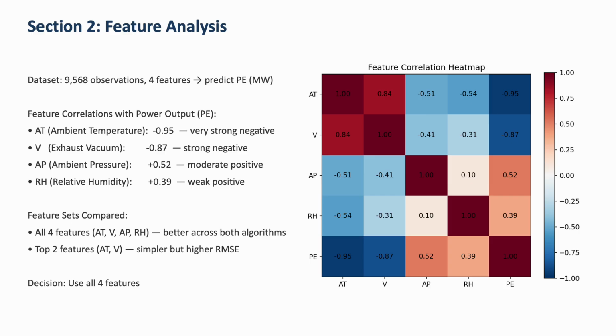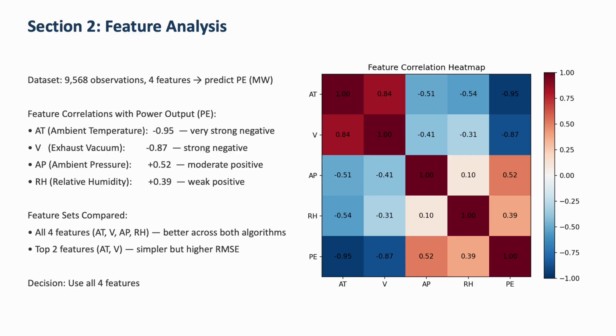Looking at the heat map on the right, we can see the correlation between all variables. The dark blue cells show strong negative correlation. Ambient temperature has a minus 0.95 correlation with power output. As temperature goes up, power output drops significantly. This makes physical sense because gas turbines are less efficient in hot weather.